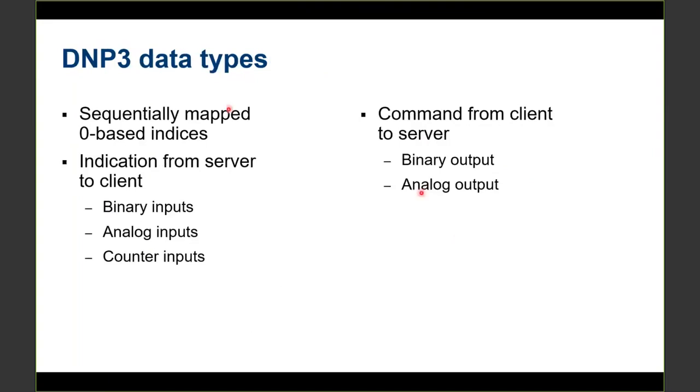This slide shows the typical directions of the information. For binary inputs, analog inputs and counters, information typically comes from the slave station to the master station. Basically, the idea is to get what's going on in the field, what the slave station is monitoring. And binary outputs and analog outputs are typically commands from the master station to the slave station.